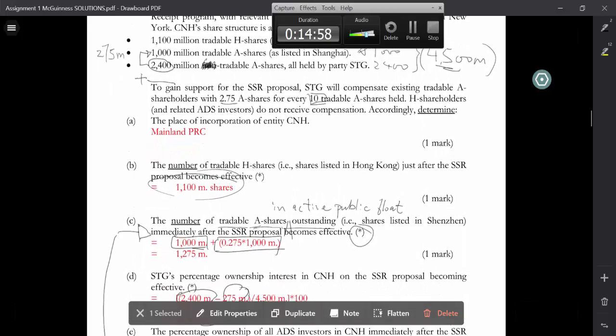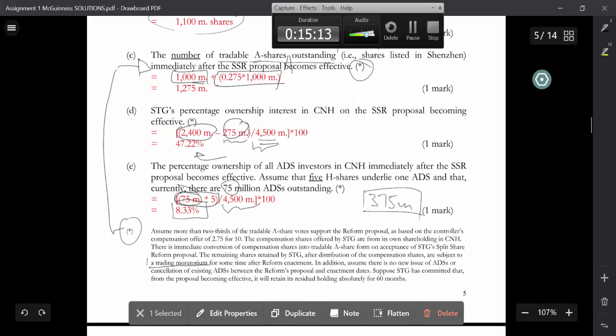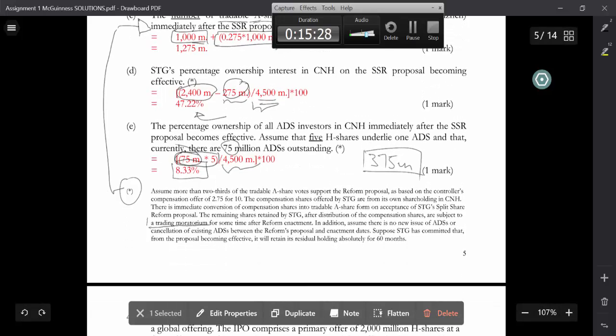The place of incorporation of the entity, Mainland PLC, that's easy. What else? The number of tradable H, well, that doesn't change. There's a little footnote. I wonder what that says. Assume more than 2/3 of the tradable A shares vote support the reform proposal based on the controller's compensation offer of 2.75 for 10, fine. The compensation shares offered are from his own shareholding. That's what I just told you.